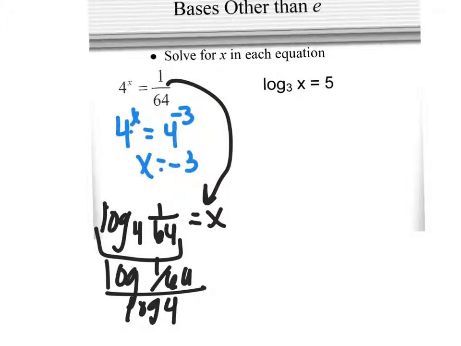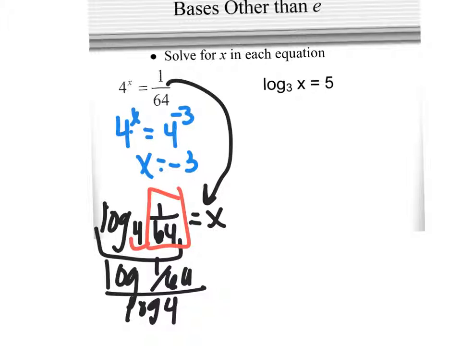So actually, if you go to math on your calculator and scroll down, a lot of calculators have a change of base formula built in. If you don't have it, you can just use the change of base, which is, again, log of the value, which is 1/64, over log of the base, which is 4.